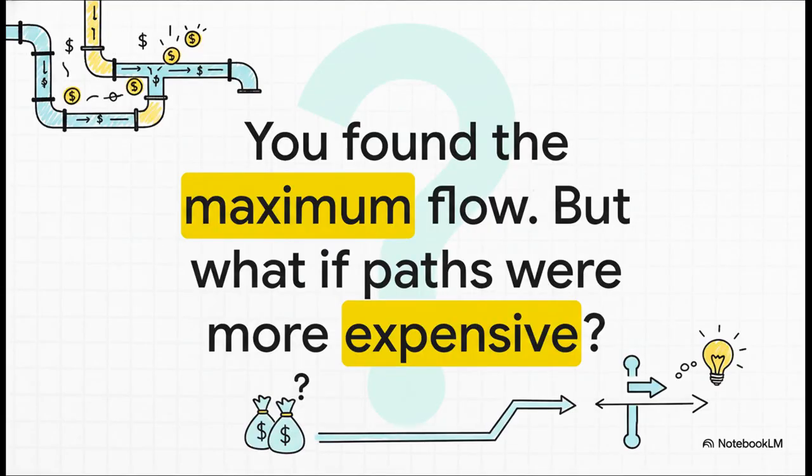So we've done it. We've mastered how to find the maximum possible flow through any network. But what if every pipe also had a cost? What if sending water through one path was more expensive than another? How would you find the cheapest way to send a specific amount of flow? Well, that, my friends, opens up a whole new world of amazing problems. And that's where we'll leave you to explore.